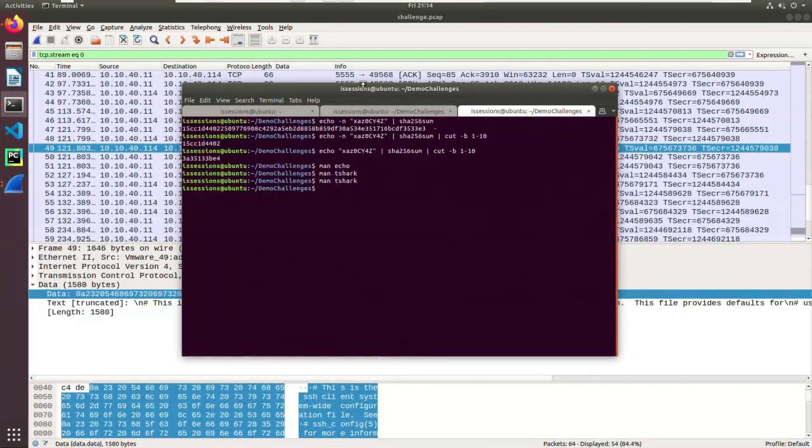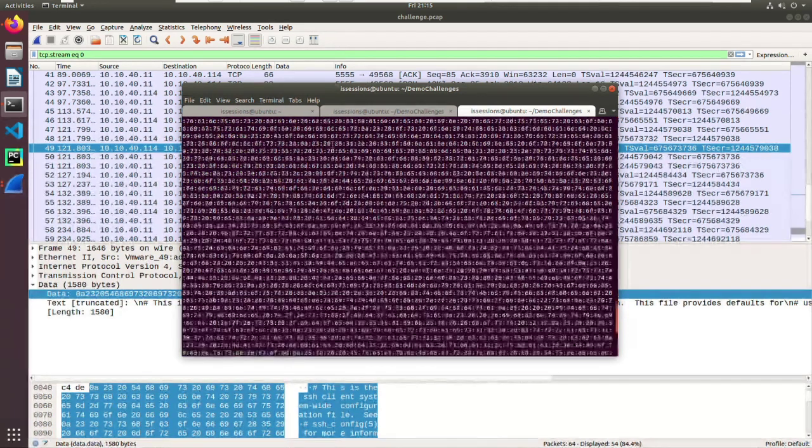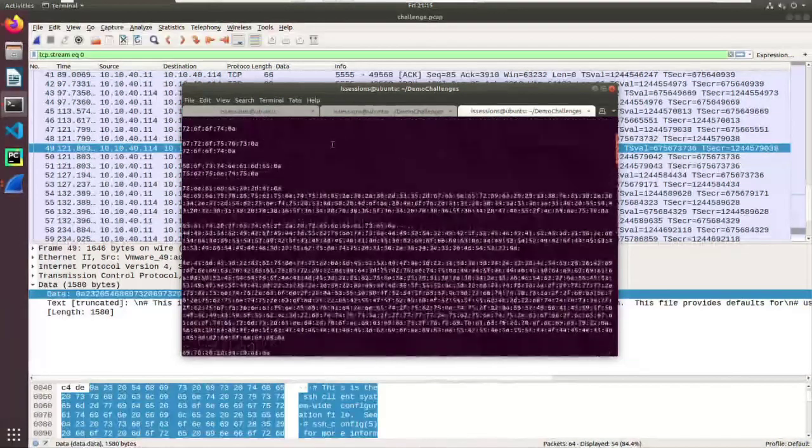So if I do t-shark dash t, it needs me to specify how I want to output it, which is fields. And then I want to specify the fields, and the switch for that is dash e. And the field is called data.data, right? And then I want to read from, what did I call it? Challenge.pcap. And I click enter. What do I get now? I get basically all the data here.